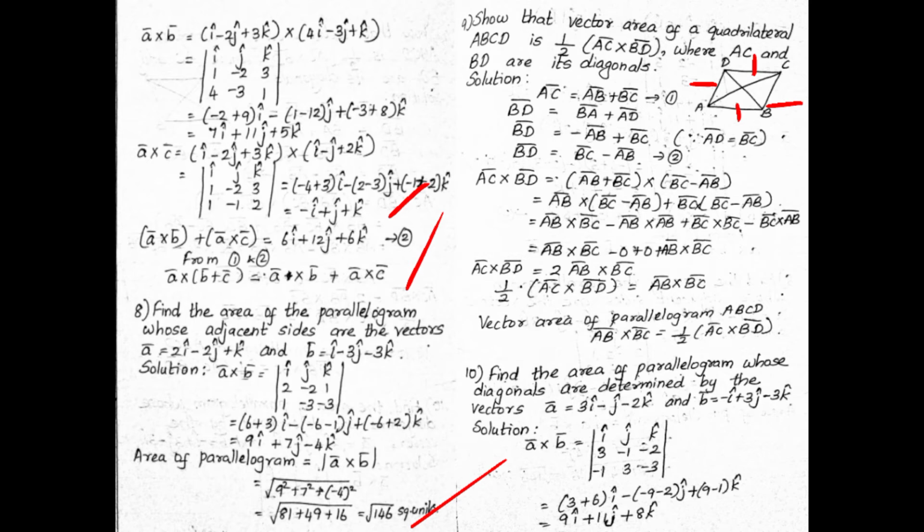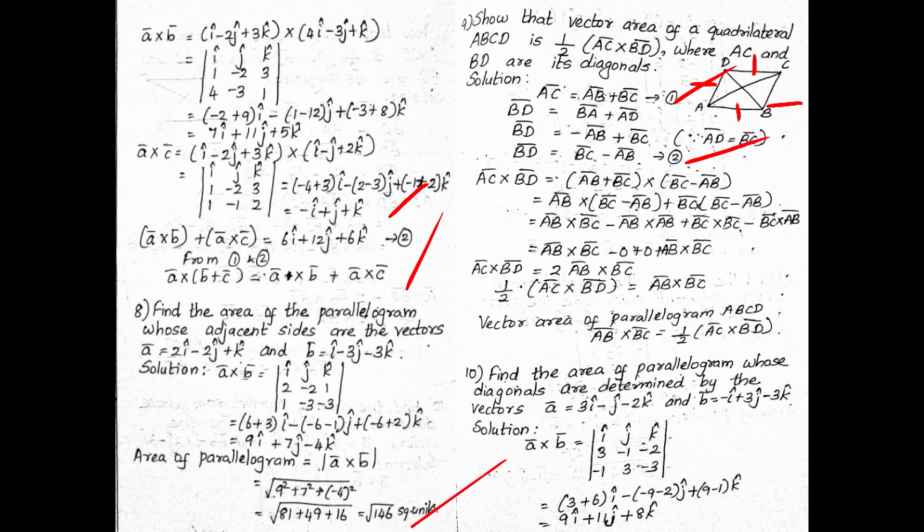First, in the triangle ABC, by the vector addition of the triangle law, AC vector is equal to AB vector plus BC vector. This is equation 1. Then in the triangle BAD, BD vector is equal to BA vector plus AD vector. So BD vector is equal to BA vector, which we write as minus AB vector, plus AD vector, which we write as BC vector. Since AD vector is equal to BC vector, BD vector is equal to BC vector minus AB vector.